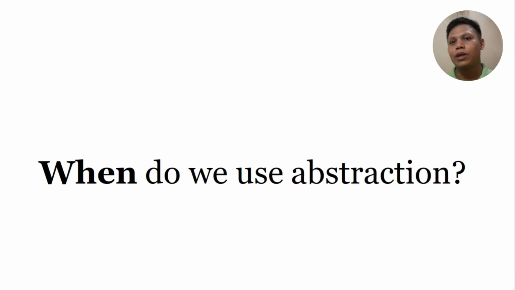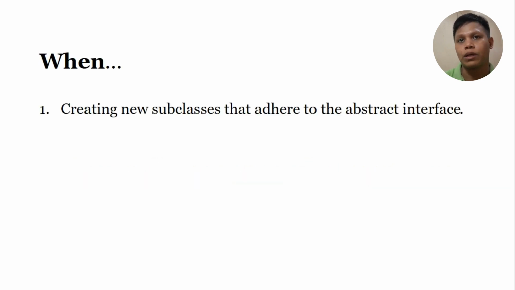Now, let's talk about when do we use abstraction. The only time that we use abstraction is when we're creating new subclasses that adhere to or follow the abstract interface. Let's say, for example, so far we have ElectricCar and SportsCar, and our requirements have an additional requirement that we add a SelfDrivingCar. We can pretty much do that as long as that SelfDrivingCar implements the Car interface.